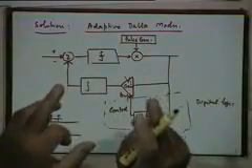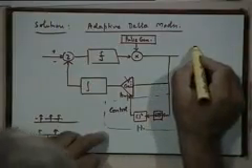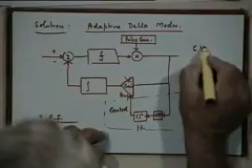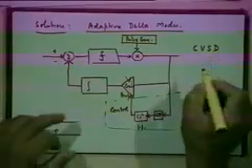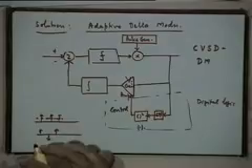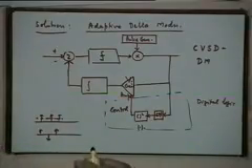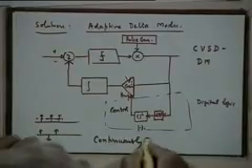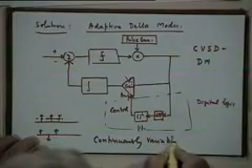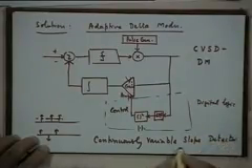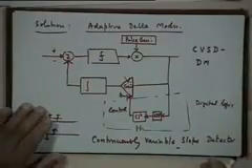If you do things like this, this particular kind of adaptive delta modulator is called a continuously variable slope detector delta modulator, CVSD delta modulator. The full form is continuously variable slope detector, CVSD.